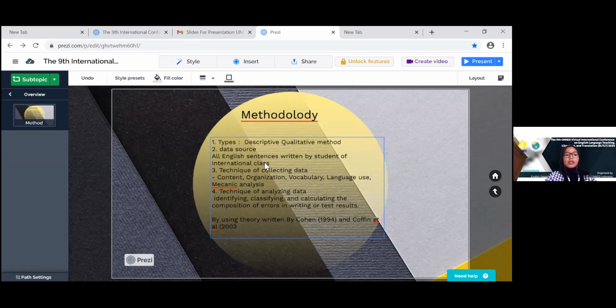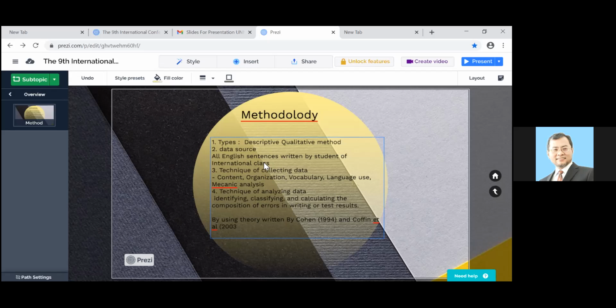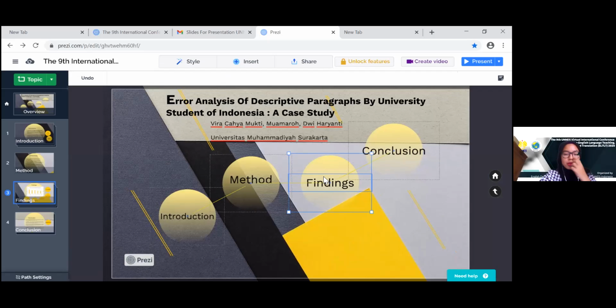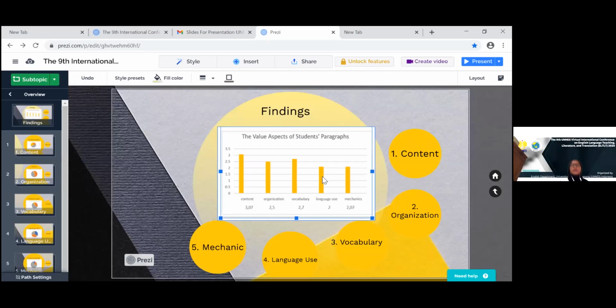And then the technique of collecting data, we are collecting the data from the content, organization, and vocabulary, language, and mechanic analysis. And for the technique of analyzing the data, we identify, we classify, we calculate the composition of error in writing or test result by using the theory of Cohen and Coffin, 2003. And these are the findings that we got from students of University.